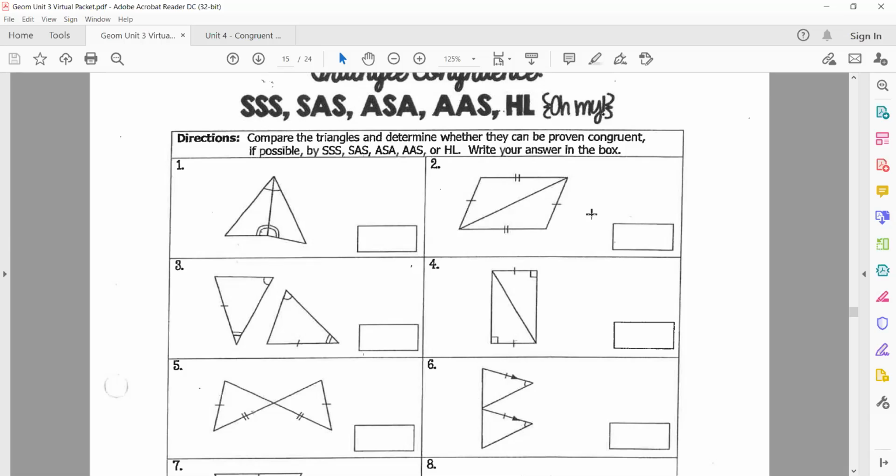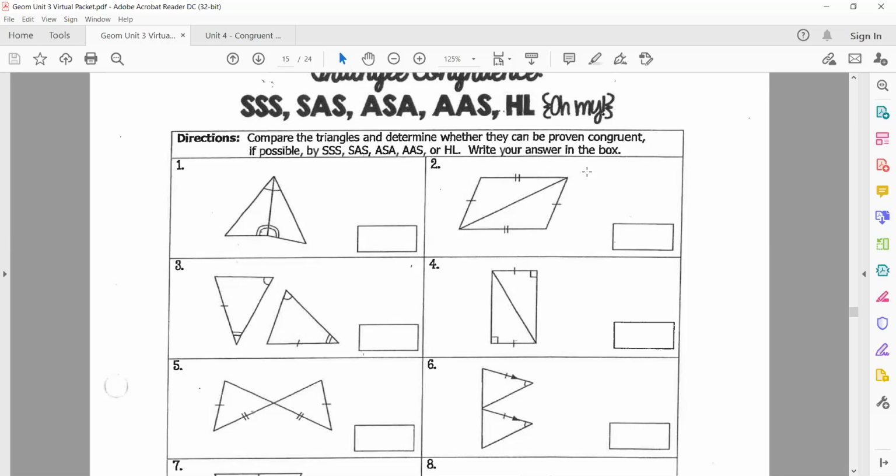Side, angle, side. What angle are you including? I don't see any information about angles on number 2. And I'm glad you said that though, Jonathan, because that's a perfect side, side, side, right?